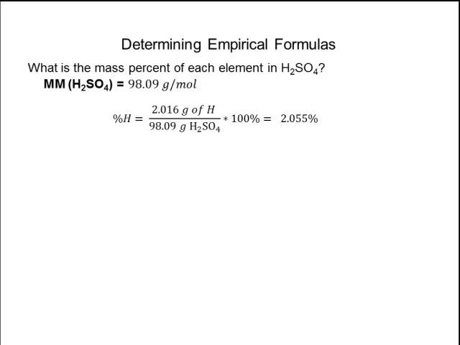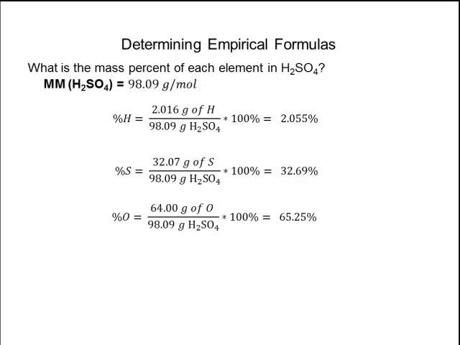Okay, so we've got that percent hydrogen. Let's look at the other elements in the H2SO4. Percent sulfur, we take the 32.07 grams of sulfur divided by 98.09 grams of H2SO4 times 100%. Percent oxygen, we'd have 64 grams of oxygen divided by 98.09 grams of H2SO4.